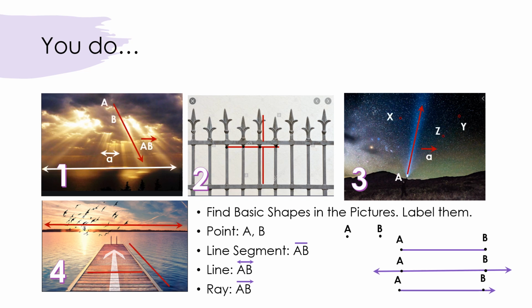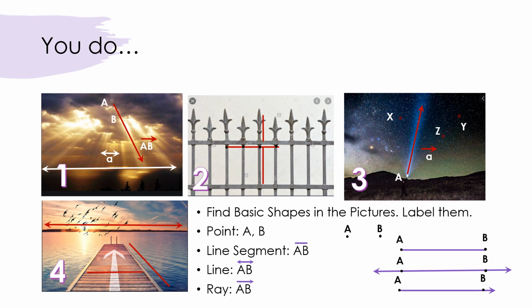Did you find these things in the picture? In the first one, I can see a ray. I have given 2 points here. Point A is the sun, where the ray is starting. Point B is where the ray is hitting the clouds. And then the ray goes on forever. So I am calling it a ray AB.